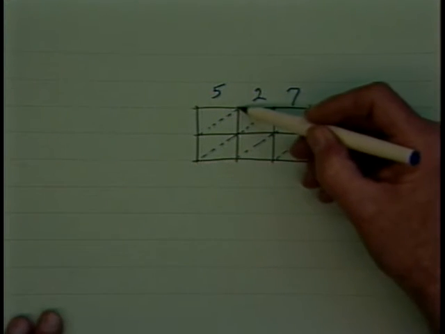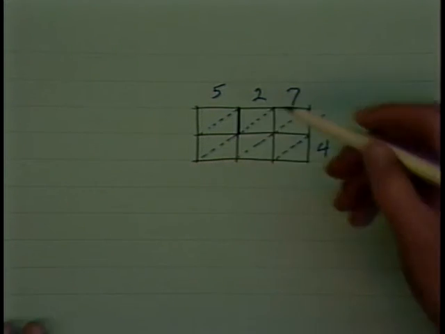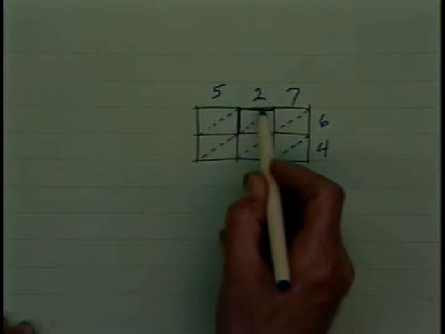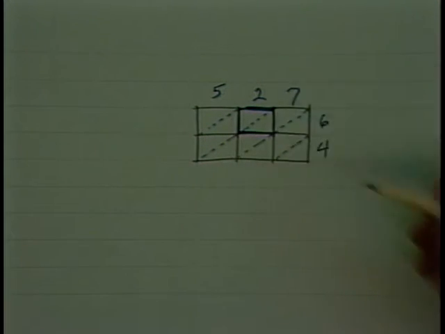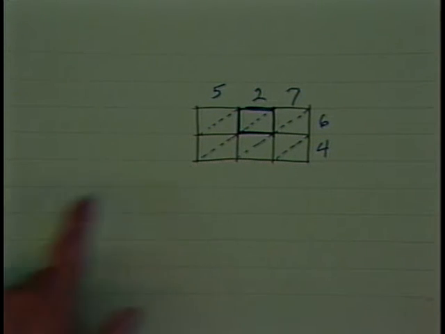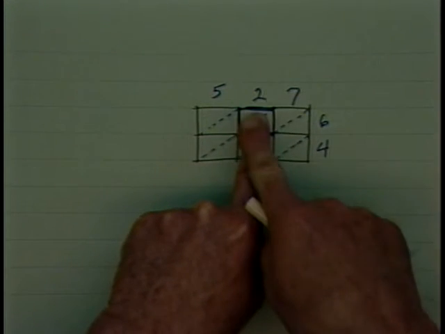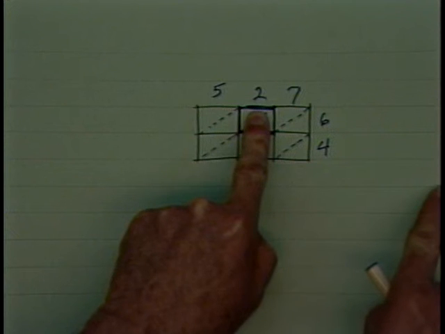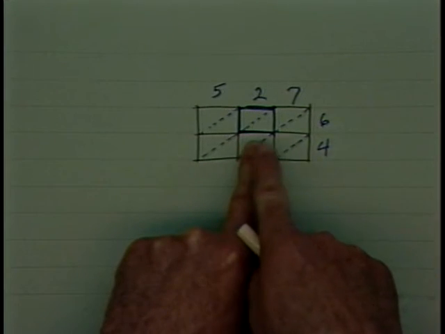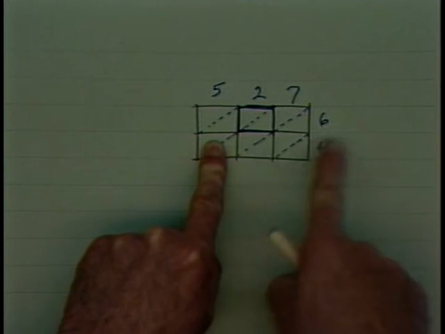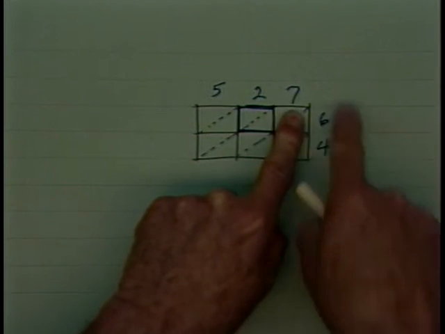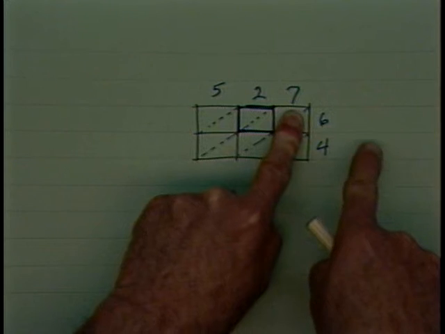Each small box within the larger one can be located or denoted by two numbers. You could say this is the 2, 6 box, whereas this box is the 2, 4 box. This box, that would be the 5, 4 box. This box, 7, 6 box.